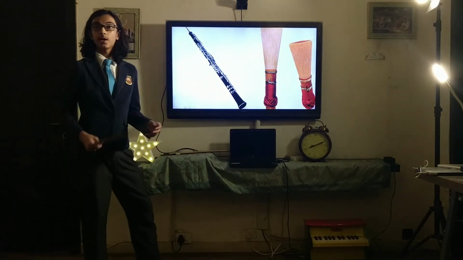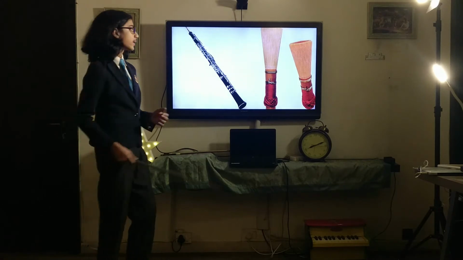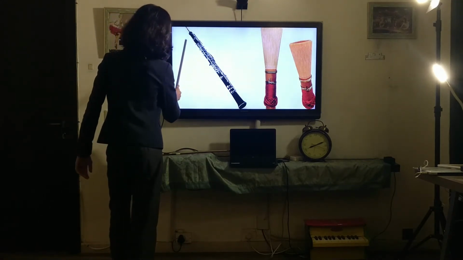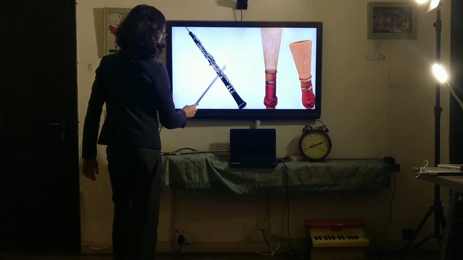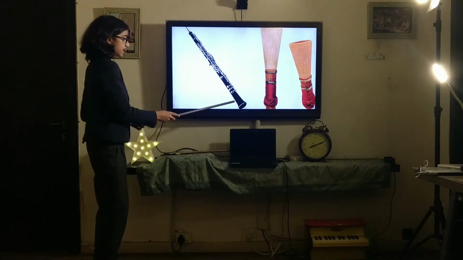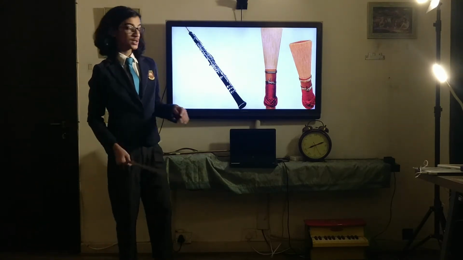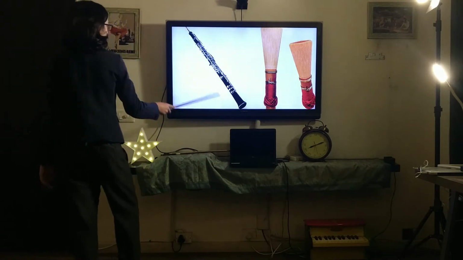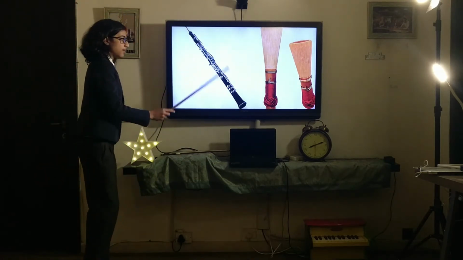So let's first get into its anatomy. Alright. So as you can see, I've got a picture of an oboe up here. This is what an oboe looks like. It is indeed made out of wood. That's why it belongs to the woodwind section. And it looks something like this. Let's break it down top to bottom.